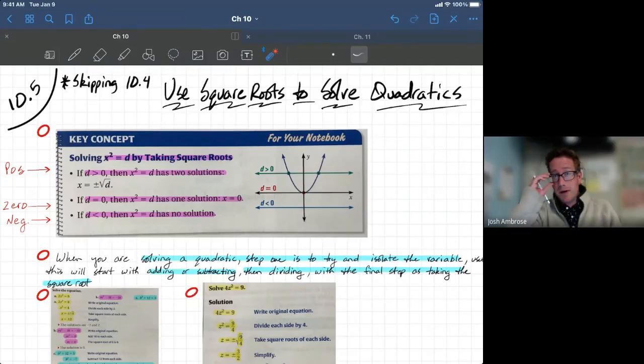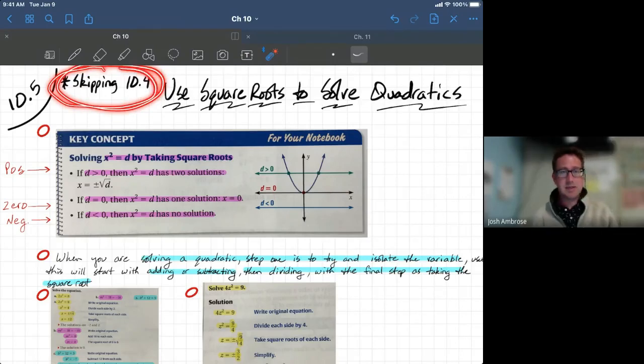All right, welcome back. Algebra 1. We are in section 5 today. You're not mishearing that. We are actually skipping section 4. Okay, so make sure that you pay attention right here. We are skipping 10.4, moving directly into 10.5.